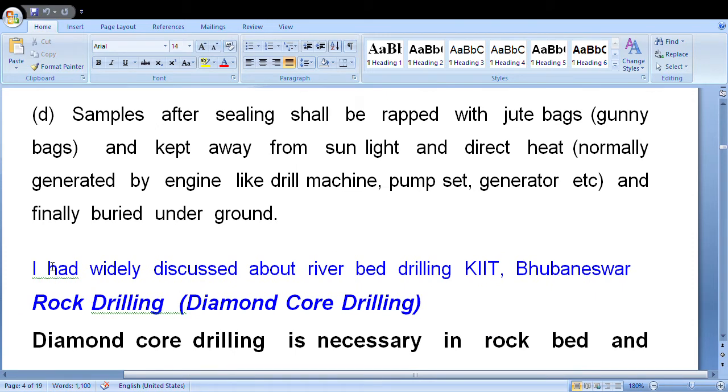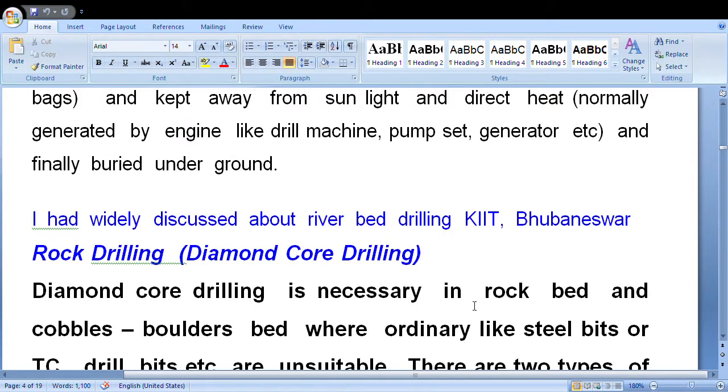I have widely discussed riverbed drilling at KIIT Bhubaneswar. Now I am coming to rock drilling. That is normally diamond core drilling. There are many types of drilling. One is diamond core drilling, other is percussion drilling, another is non-coring drilling, another is progressive drilling. These are all drillings.